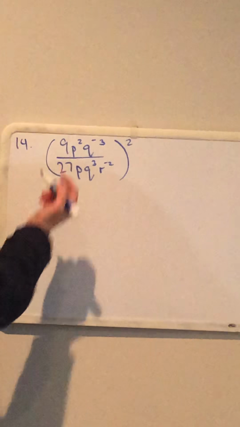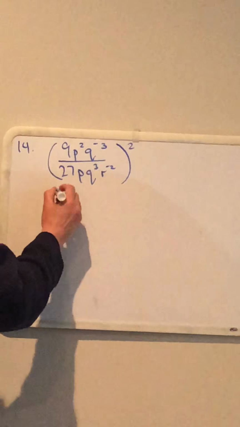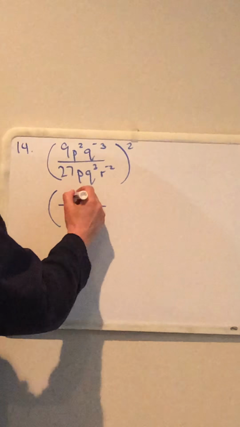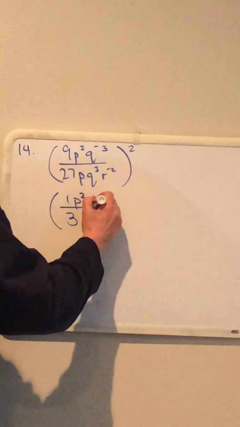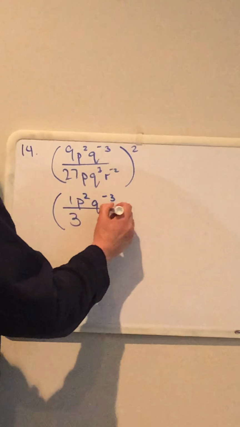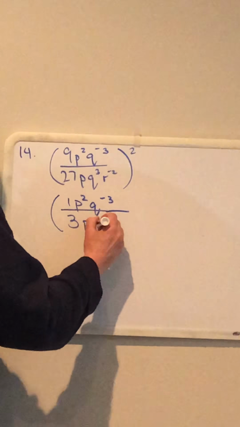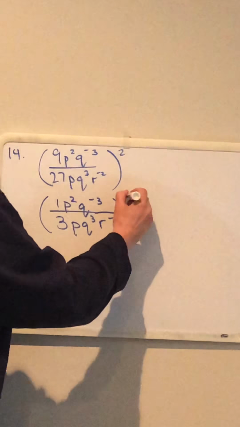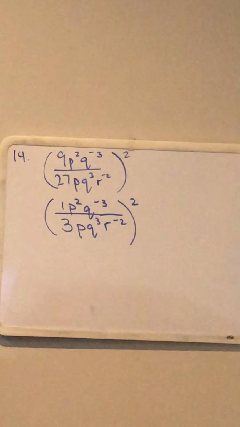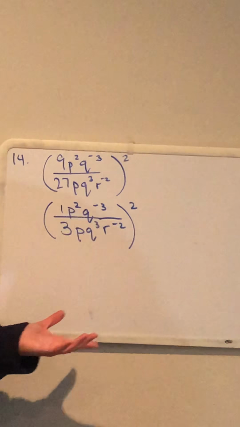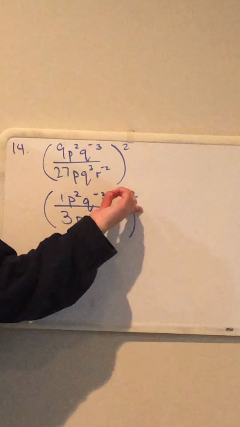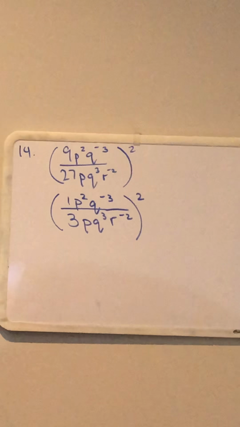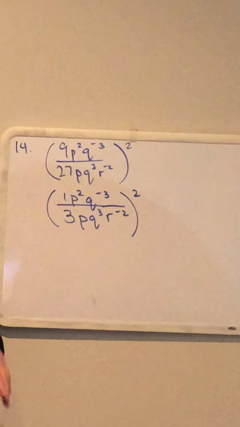So I know 9 over 27 is 1 over 3. So I would change this to be 1 over 3 p squared q to the negative third over p q to the third r to the negative second, all to the second. Now from here you can decide, do you want to deal with the negative exponents or do you want to distribute the exponent on the outside in? Either way wouldn't make a difference. Since I usually distribute first, that's what I'll do.